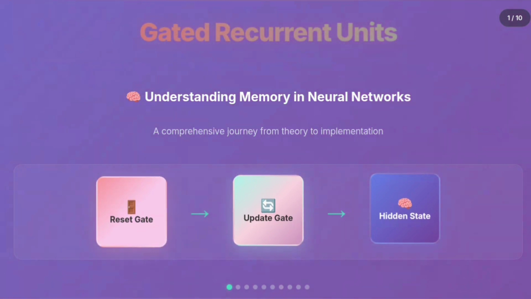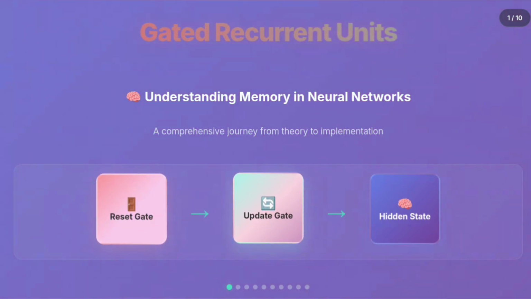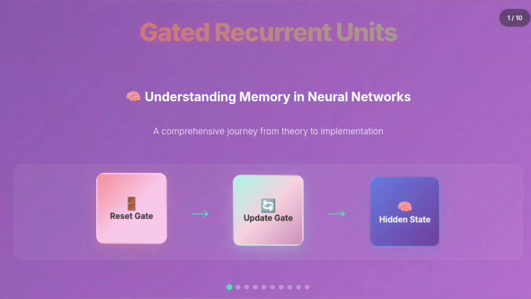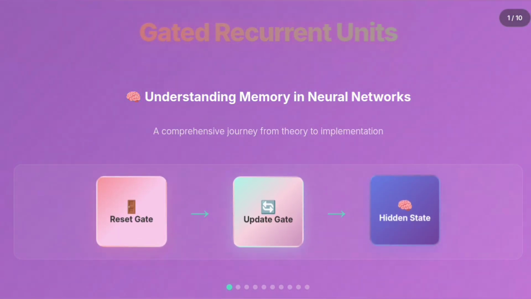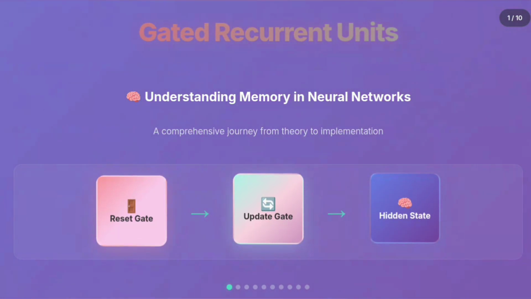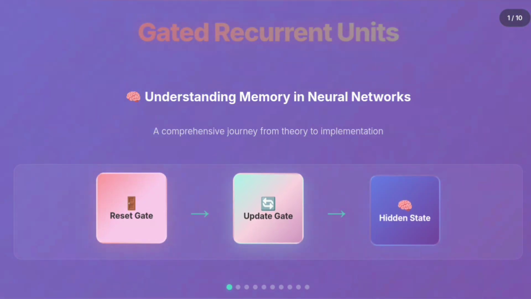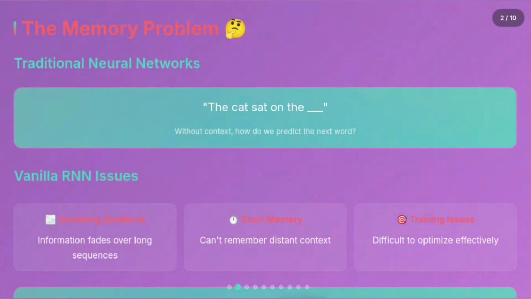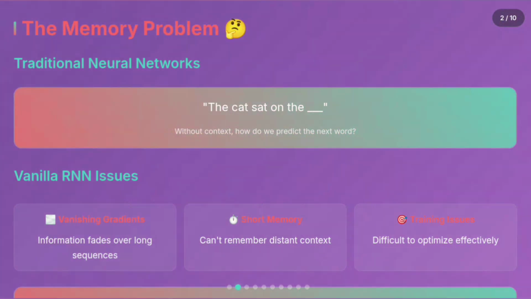This is AI Academy, and by the end of this video, you'll not only understand what GRUs are, but you'll also know exactly when and how to use them in your own projects. So, let's get started. Before we jump into GRUs, let's understand the problem they solve.